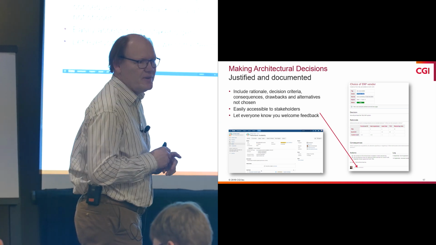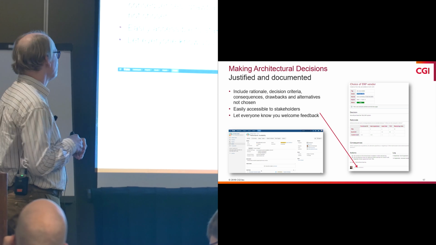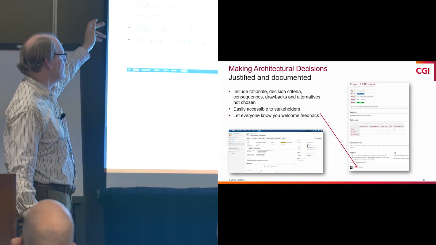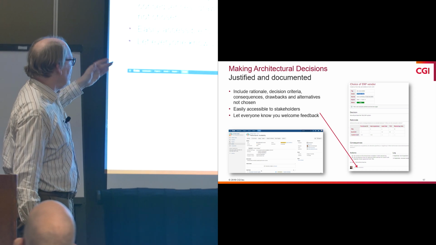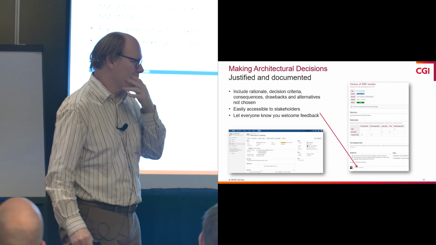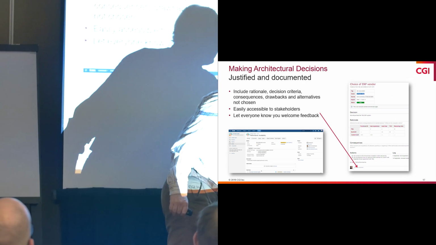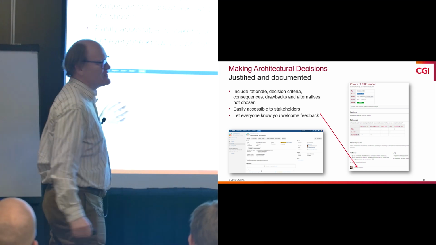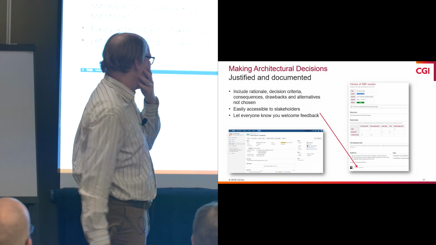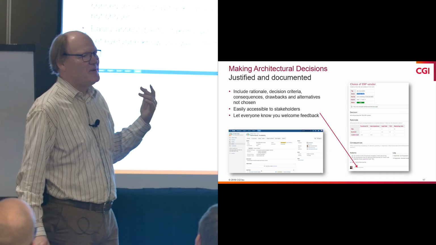The next behavior is about documenting those decisions, the topic of the previous session, including rationale, decision criteria, consequences, drawbacks, and alternatives. So how can you do that? Well, the previous speaker made a big point of not using a wiki or using Jira. Those are the 2 examples that I'm using.